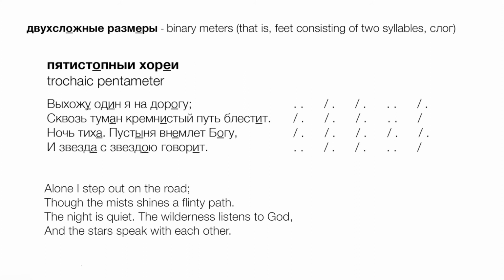Okay, look at that. Ночь тиха, right? Noun, that's going to get stress. Тиха, stress on the second syllable. Пустыня, stress on the third syllable. Внемлет, Богу, right? So that third line is perfectly realized trochaic pentameter, right? And at this point, we have no doubt what meter we're dealing with.